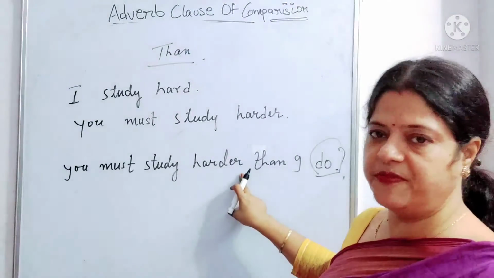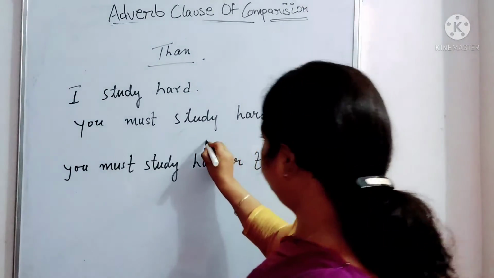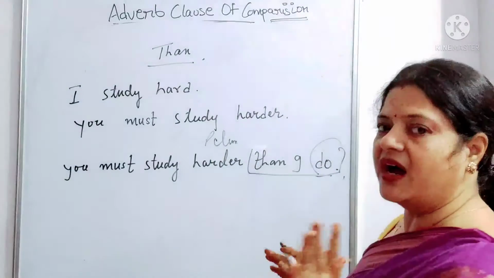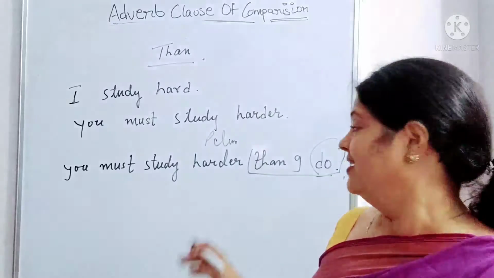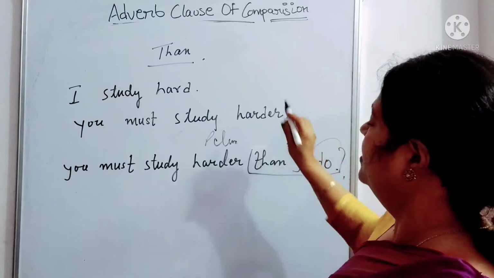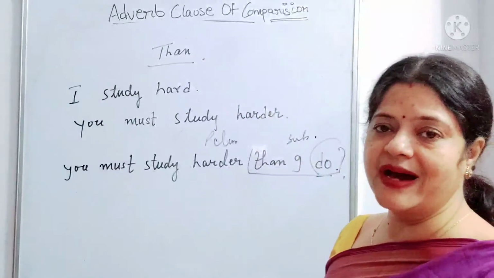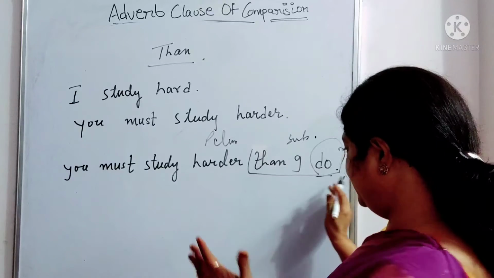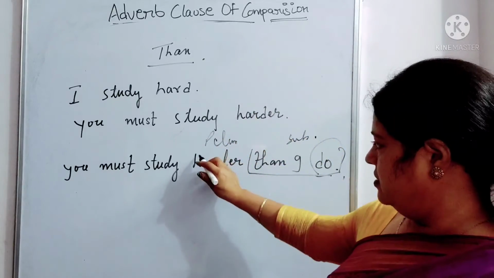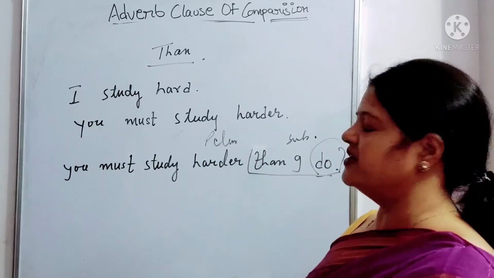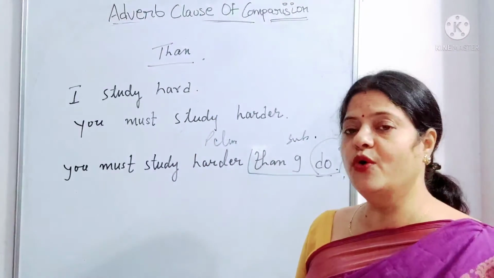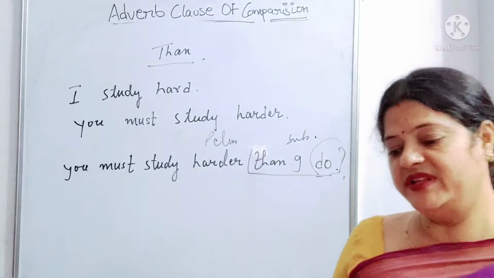Till here we have the P clause, the principal clause, and now than I do, sorry, I'm pronouncing it than I do, is the subordinate clause, the subordinate adverb clause of comparison of degree. This subordinate clause is connected with this principal clause, and now it has become a complex sentence. Hope you got it. And now let's do one more example too.